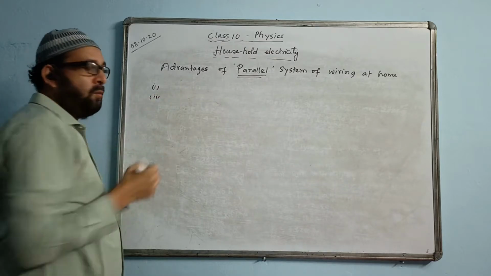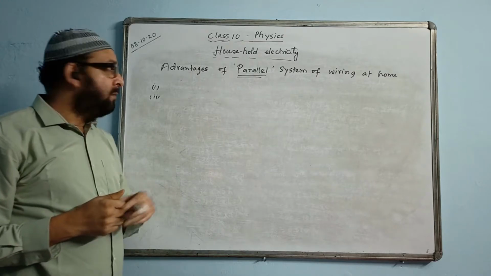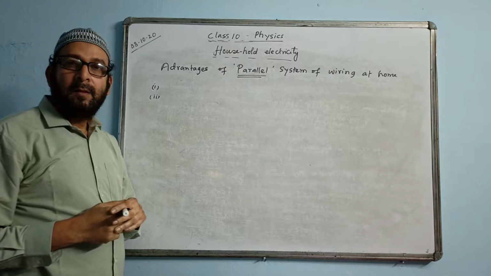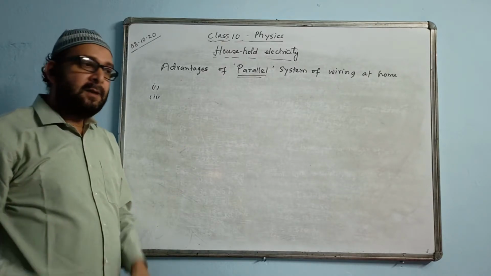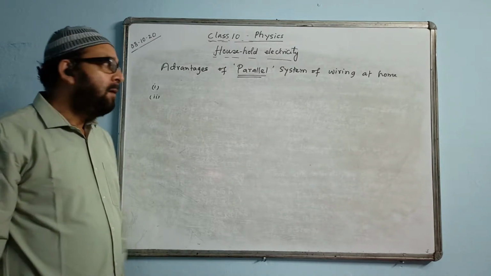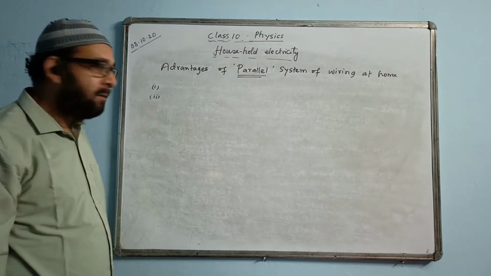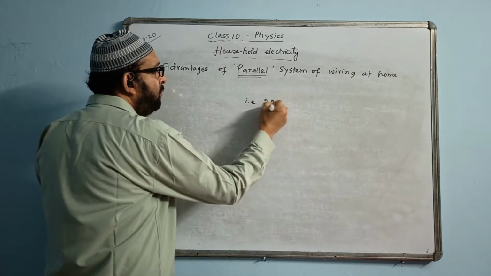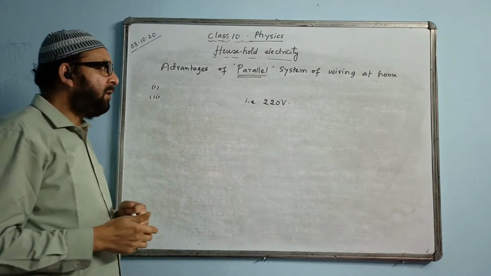Number two, in parallel, the appliances run at a common voltage of supply. That is 220 volt. Common voltage of supply, that is 220 volt.